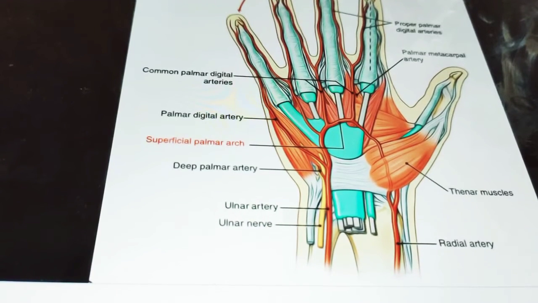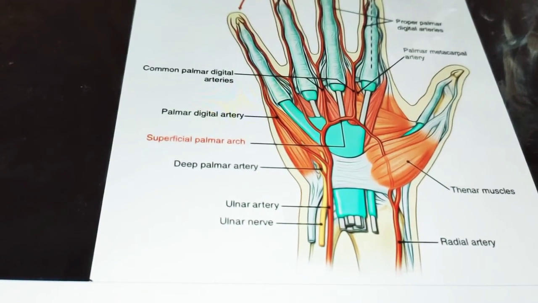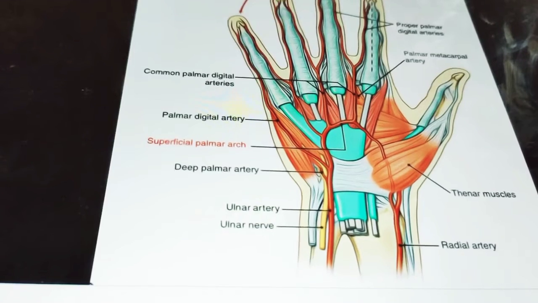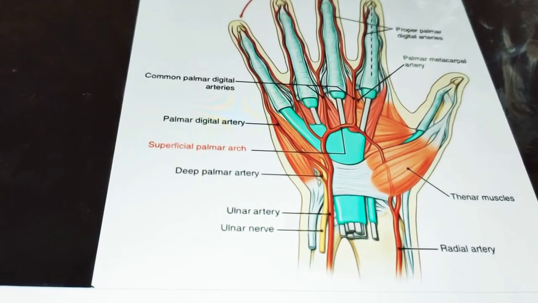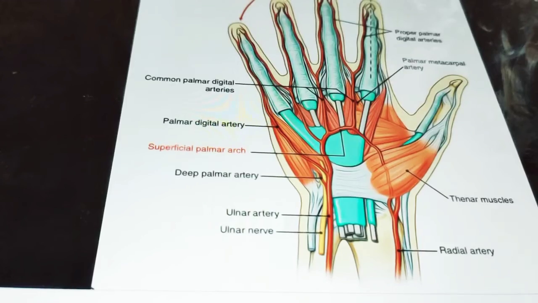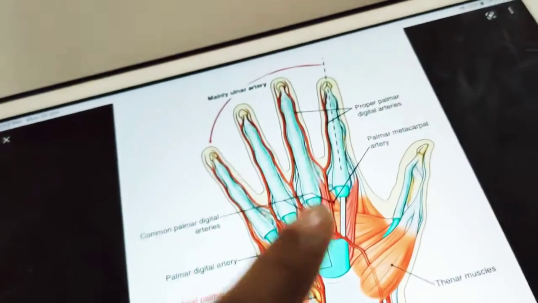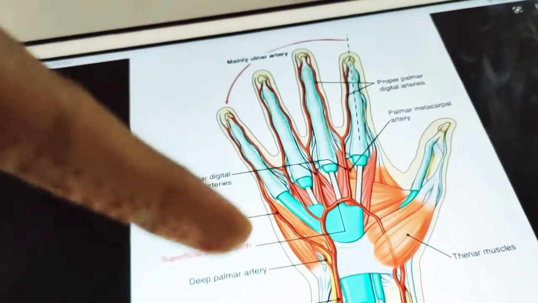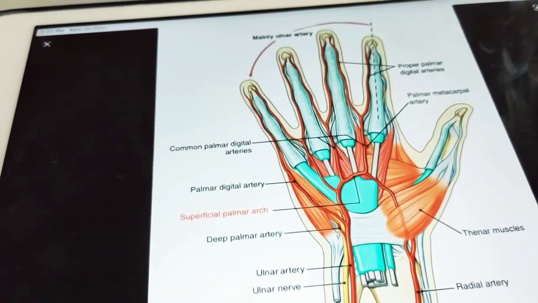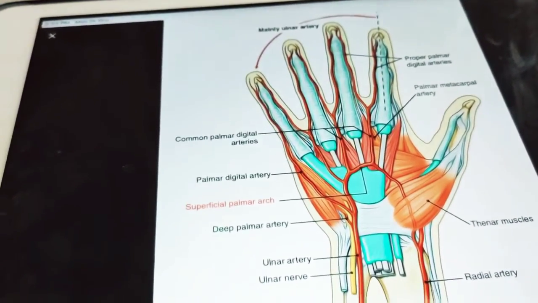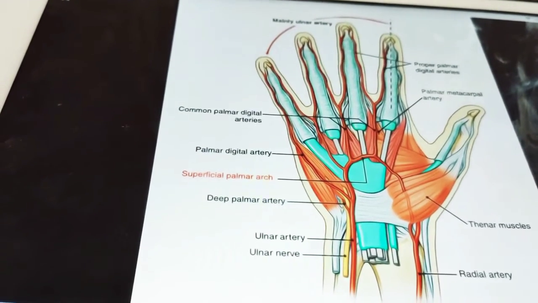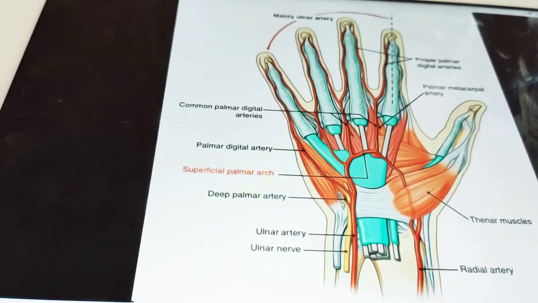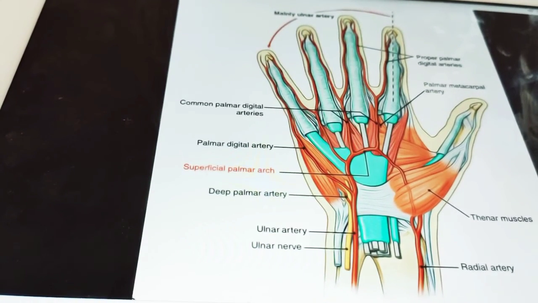Dorsally, the arch gives three proximal perforating arteries which pass through the medial three interosseous spaces to anastomose with the dorsal metacarpal arteries. So perforating arteries connect the palmar digital branches of the superficial palmar arch with the dorsal metacarpal arteries on the dorsal side. Next, it also gives some recurrent branches that arise from the concavity of the arch, pass proximally to supply the carpal bones and joints, and end in the palmar carpal arch. So this is all about the deep palmar arch.